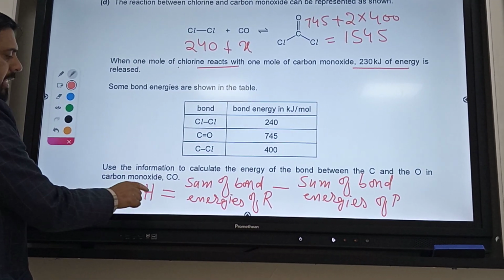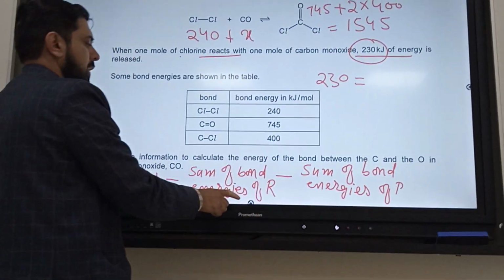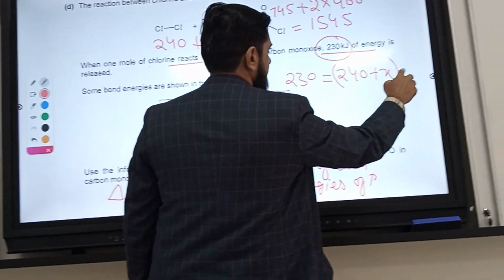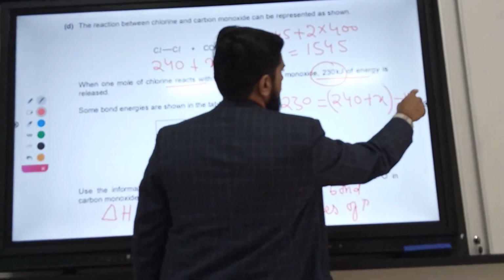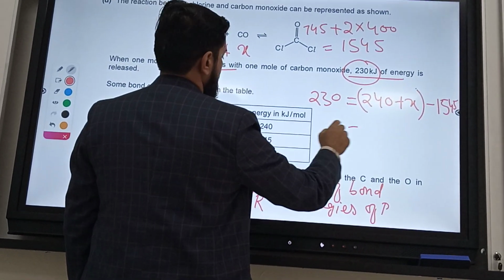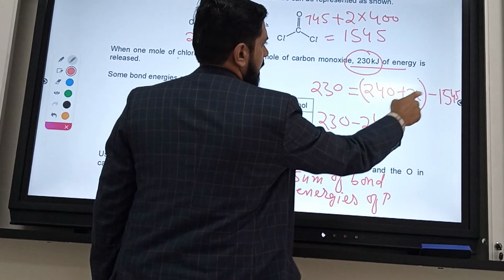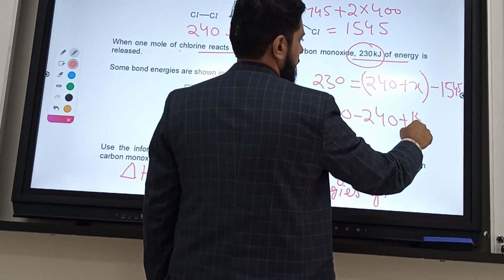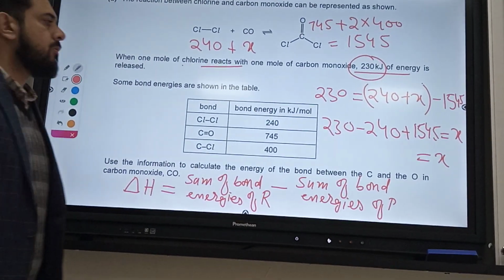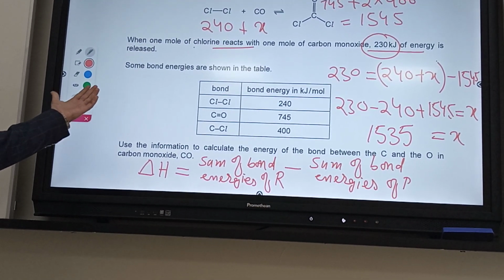So use this formula. It says that delta H is 230. So we can simply say 230 is equal to reactants, which is 240 plus X, and then minus what value we have? 1545, which is the energy of the products. Now solve this equation. So you will get that 230 value comes here and it will become negative 240. This is negative. When you come to this side, it will become positive. It is 1545. That is equal to X. So finally, the value of X is 1535. So this could be the answer, but you have to follow and calculate accordingly.